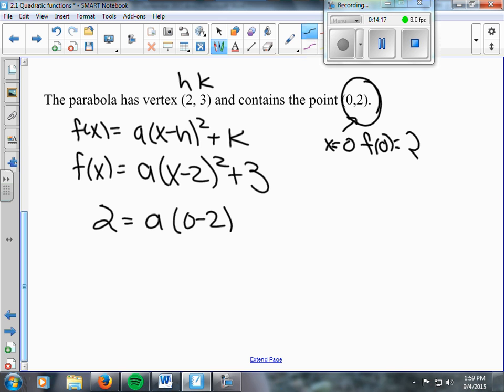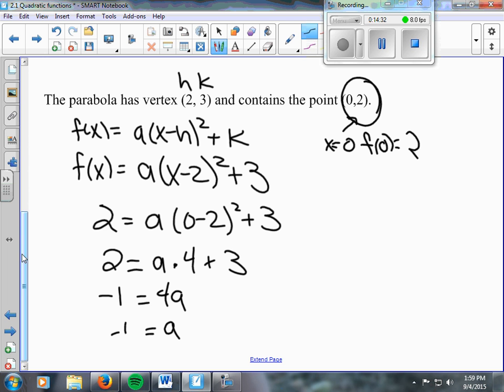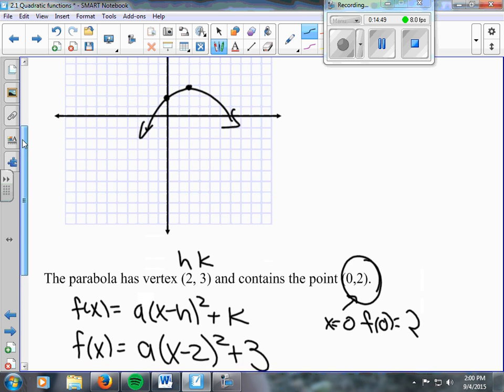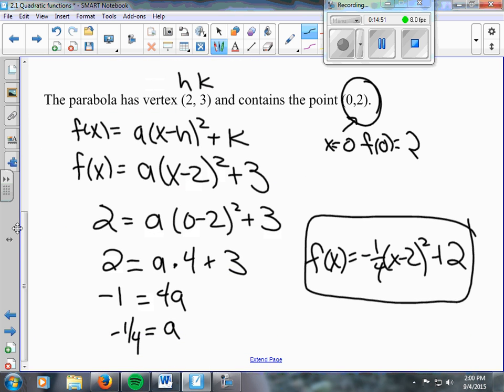So I replace x with 0 and y with 2, and I get an equation, and the only thing I don't know is a. So this is a times 4 plus 3. I subtract 3 from both sides. And so it turns out a is negative 1/4. And so my parabola is f of x equals negative 1/4 (x minus 2) quantity squared plus 2. And that fits with the picture. I know it should open down, so I got a negative a. That's great. That 1/4 just means it's going to be fatter. And it is. So there we go.